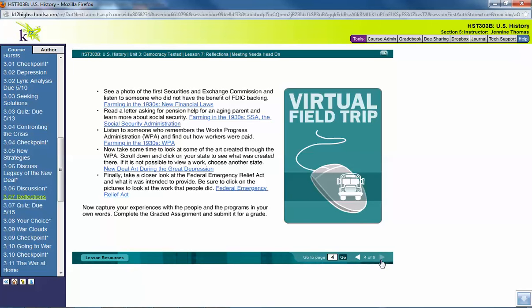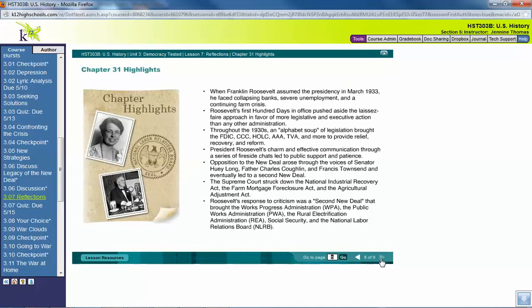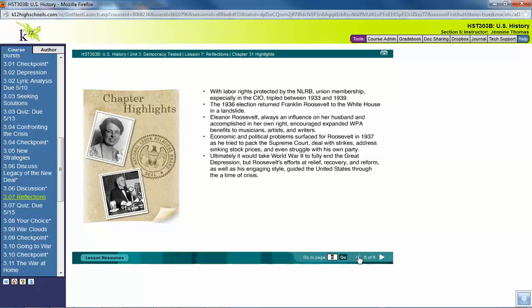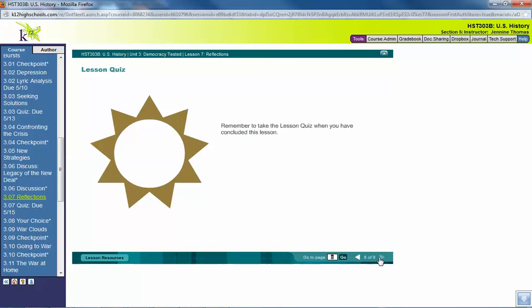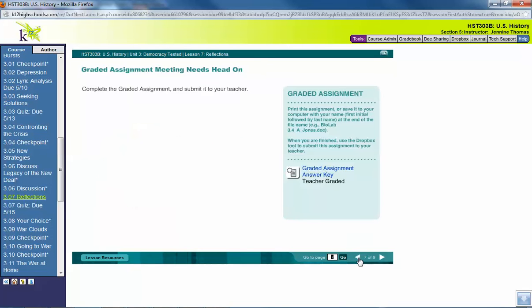If you continue to click through the slides, you'll see that at the end of the lesson there are chapter highlights. After you've gone through the virtual tour, you can read through the chapter highlights and review the major concepts before you take your quiz. Remember, the graded assignment on this slide we are not doing. You are only doing the 302 lyric analysis as the only written assignment in Unit 3, and it will prompt you to do the quiz. So let's go back to our virtual field trip now that you've seen the entire lesson.